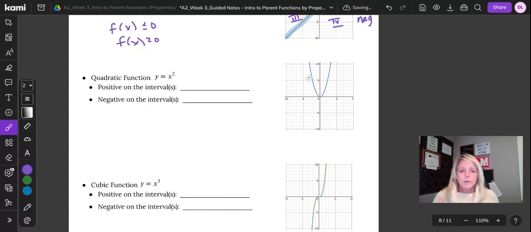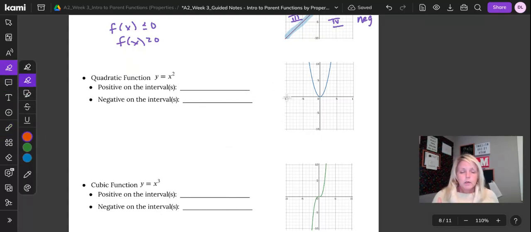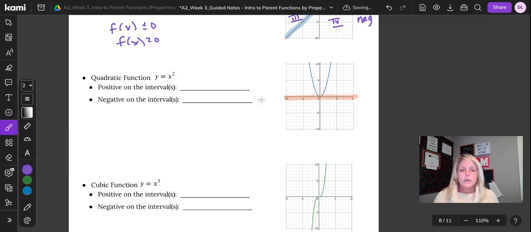Okay, our quadratic function. So again, I'm just going to mark where my x-axis is, and then notice, what do I see about my graph? Well, the whole thing is above. It's in quadrants 1 and 2, so that means the whole thing is positive. So -infinity to positive infinity, or all real numbers. And when we say negative on the interval, we would say no solution, NA, none, because we do not have the function below the x-axis.